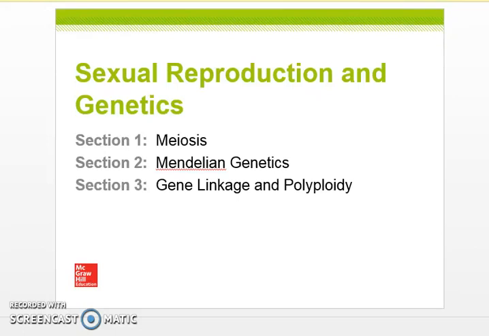Here we are, biology students. We've arrived to our final unit, and this unit is 5 chapters long, and it's all about genetics. So chapter 10.1, sexual reproduction and genetics. Section 1 is about meiosis. Section 2 is Mendelian genetics. Section 3 is gene linkage and polyploidy.